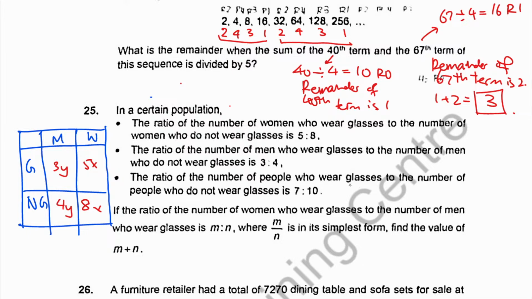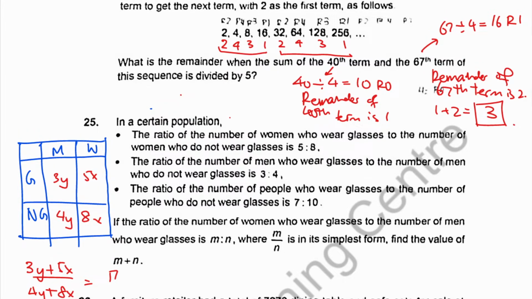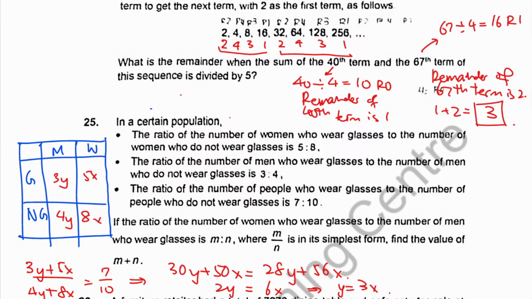So the ratio of the number of people who wear glasses to the number of people who do not wear glasses is 7 to 10. So (3y plus 5x) over (4y plus 8x) is 7 over 10. So this means that 30y plus 50x is equal to 28y plus 56x. Okay, so 2y is equal to 6x, or in other words, y is equal to 3x.